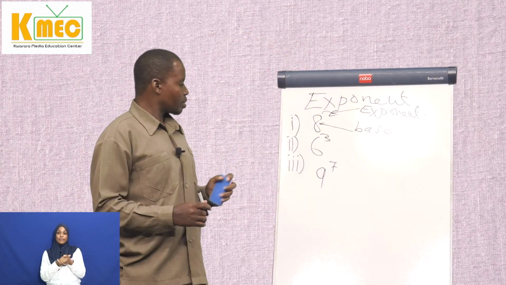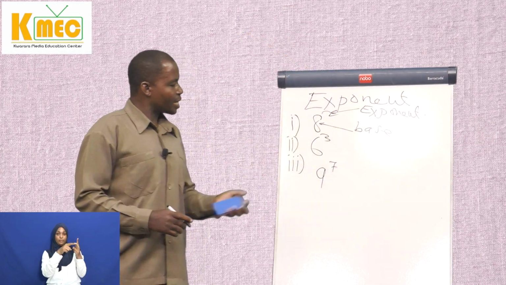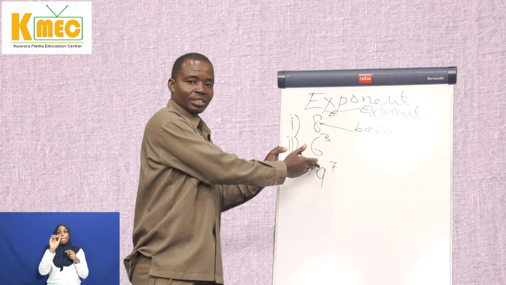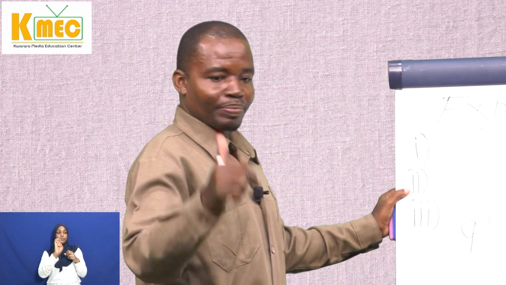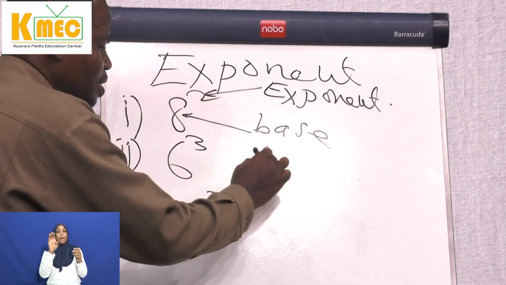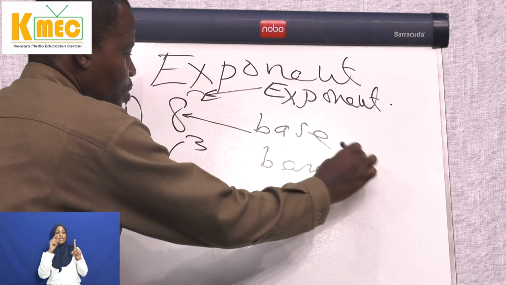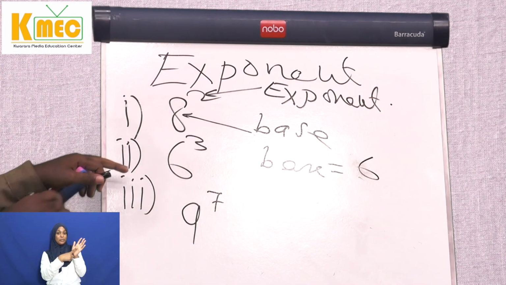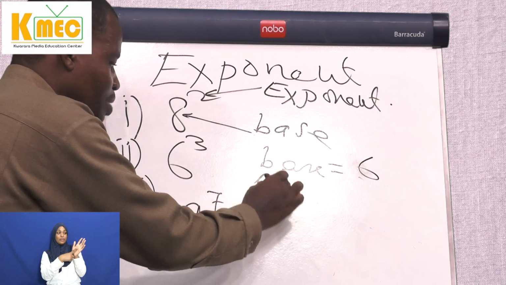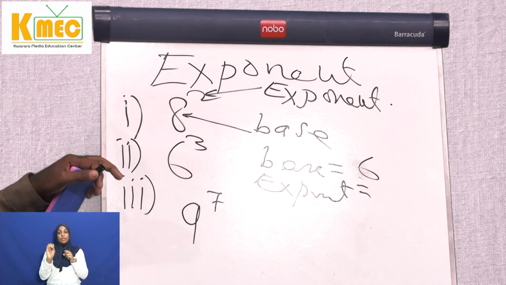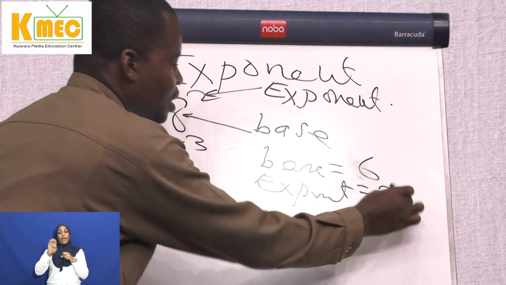For number 2, we can also have a base and exponent. So what is the base here in number 2? Well, the base is the number 6. So base is equal to 6 here. And for number 2, exponent is equal to, very good, 3.